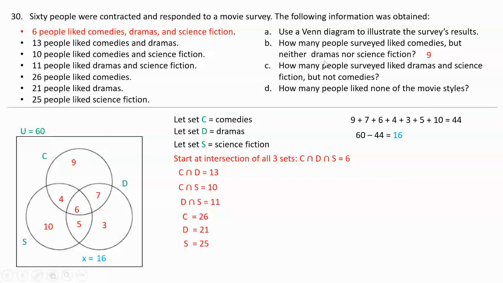For part C, how many people surveyed like dramas and science fiction, but not comedy? So let's go to dramas. Dramas and science fiction will be these two here at the bottom. Dramas and science fiction, but not comedies, means everything but not these right here, which means it's going to be 10 plus 5 plus 3, which will be 18. The answer is 18. Now, lastly, for part D, how many people like none of the movie styles? So the answer will be what's outside the circles but inside the box, which is 16. The answer is 16.